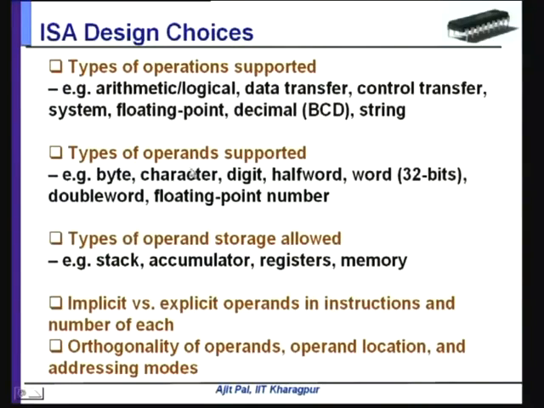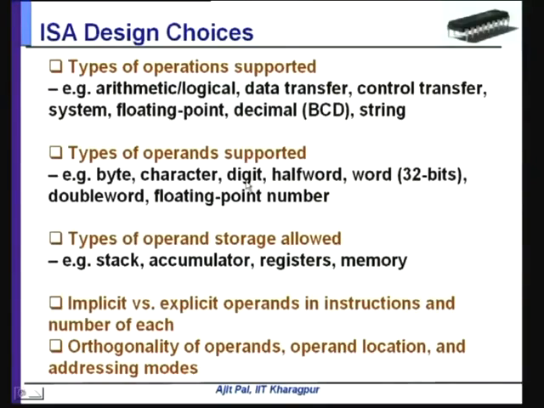Then comes the types of operand supported. Types of operand means whether it is a byte operand, the operation can be performed on bytes, or it can be performed on 16 bits, or it can be performed on 32 bits. So, it can be byte, character, digit, half word, word, double word, and also floating point number. You can see the operand sizes can vary and their format can also vary. Some can be fixed point operands and some can be floating point numbers.